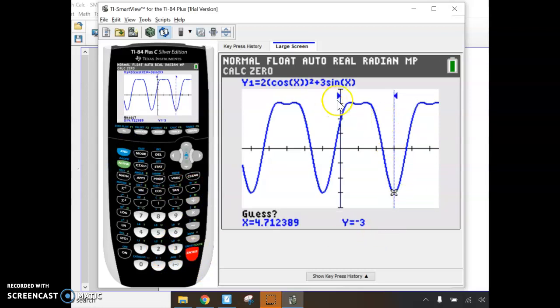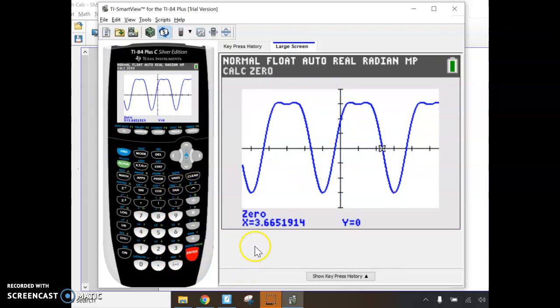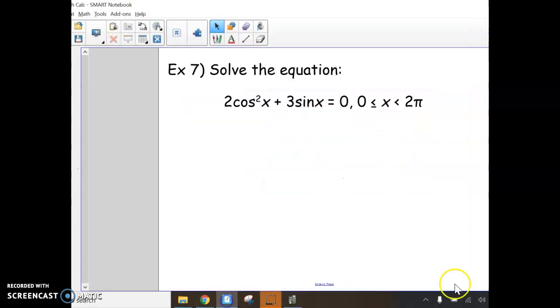Notice my first zero is in between the two arrows there. Then I'm going to guess simply pi, somewhere around there, and get an answer. So my first zero is 3.665. Let's write that down. First answer is 3.665.